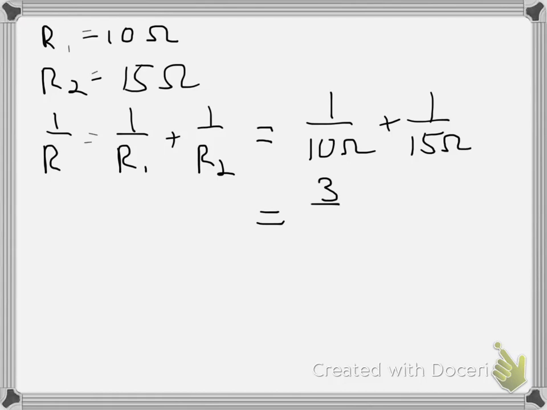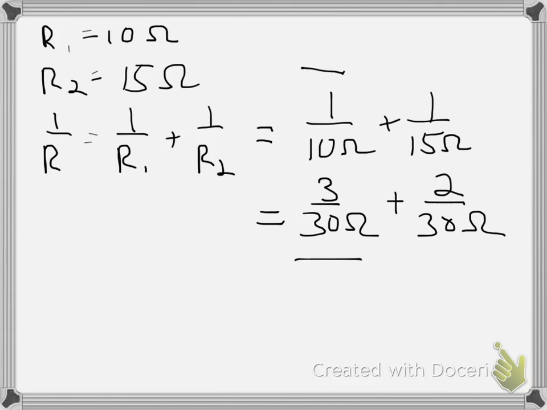So I'm just going to rewrite this with new numbers. If it's been a while since you did this, that's okay. Basically, I've rewritten these fractions in a more complicated form, but if you reduce this fraction, it ends up being this fraction. If you reduce this fraction, it ends up being this fraction. The only thing I've done is put them in a form where I can easily add them. So that's going to equal 5 over 30 ohms, which is just equal to 1 over 6 ohms.